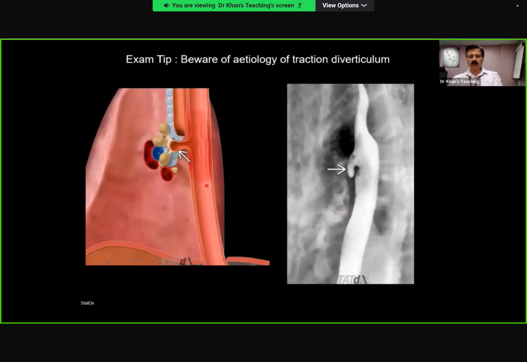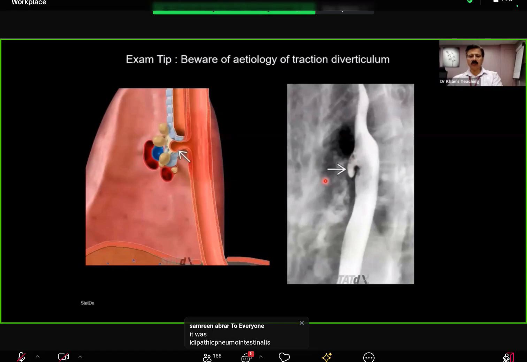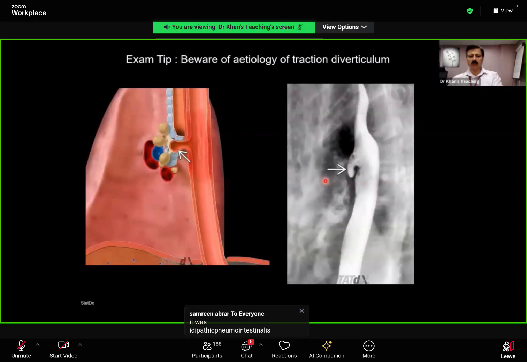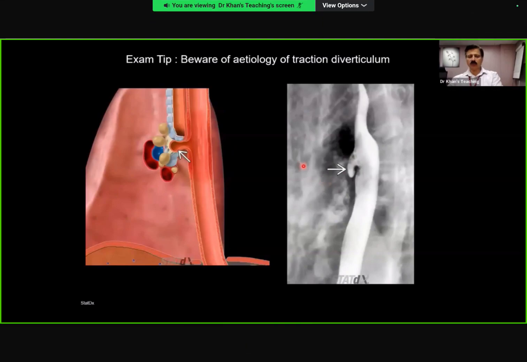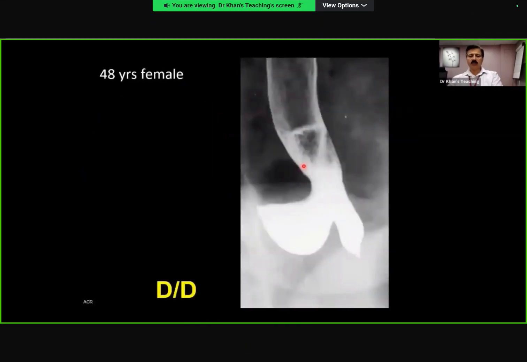Traction diverticulum, again, the etiology is different. Traction means that there might be lymph nodes which will pull part of the esophagus towards it, and it gives you a classical appearance. So beware of traction diverticulum for the exam. Epiphrenic diverticulum can also be because of what we call pulsion diverticulum, because of motility disorders.